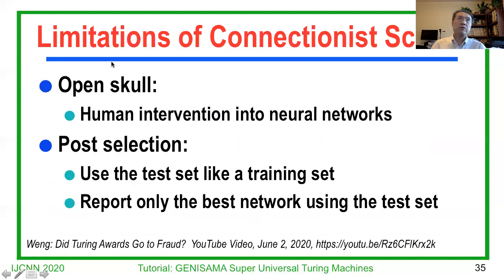So there are two frauds going on. One is open skull, as I said, human intervention into the neural network. It's not automatic. The other is post-selection, which is not automatic because you train so many networks and pick the best one. How do you know in a real application? You don't know the task, you don't know the data, so you cannot pick the best one. The best one is already patched. So that's a crisis. I call it a limitation at this point.